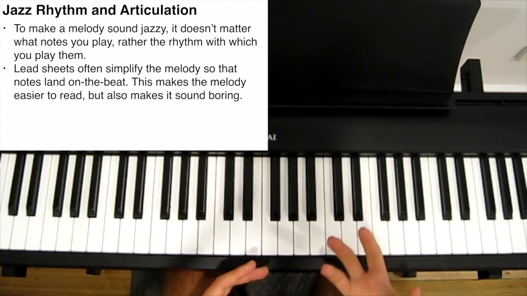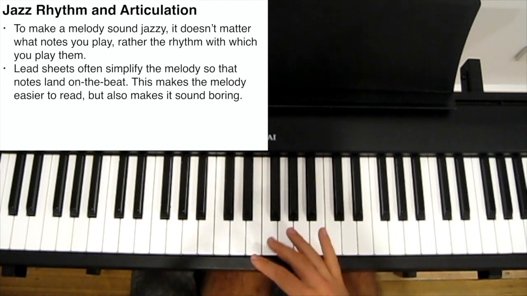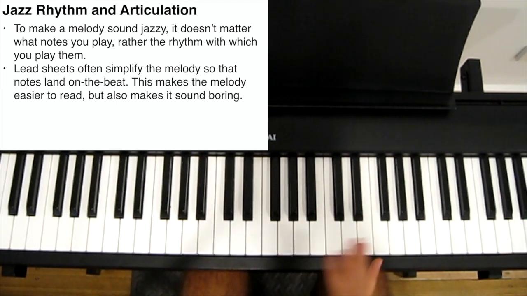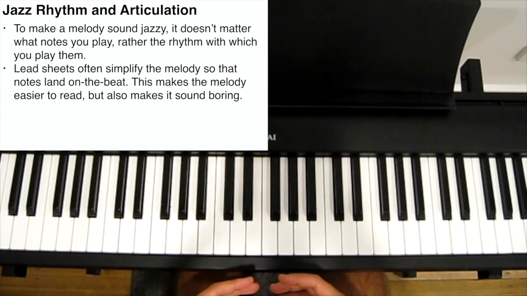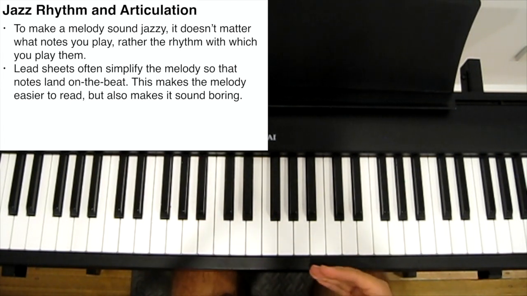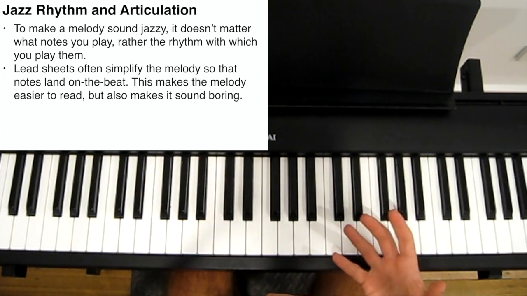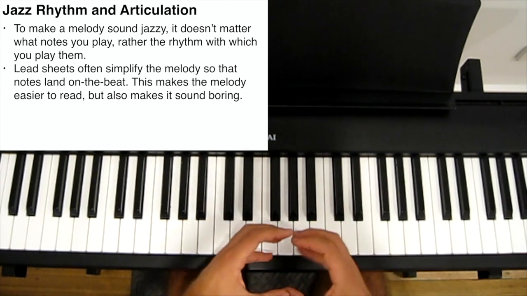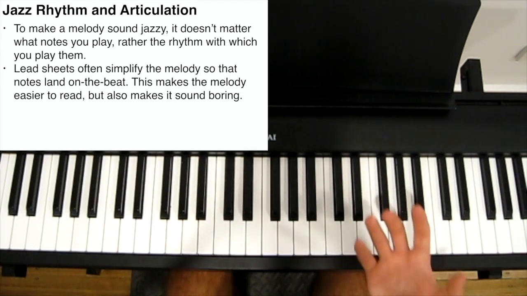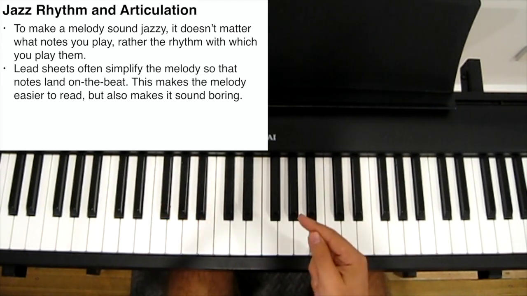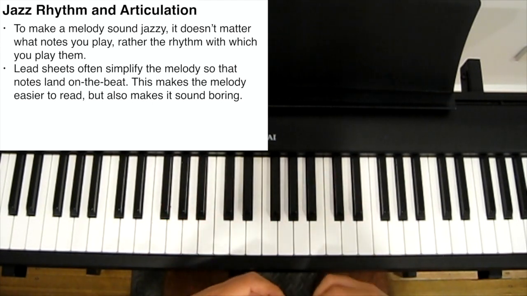Now, rhythm and articulation are very important. To make a song sound jazzy, it doesn't really matter what notes you play, but the rhythm with which you play them. This is important to know because lead sheets often give you a simplified version of the melody. Now, this makes the lead sheet easier to read, but also makes the melody much more boring to listen to and play. The purpose of a lead sheet is to give you the skeleton or the outline of a song with the basic chords and melody. It's then your job to take that outline and make it interesting.